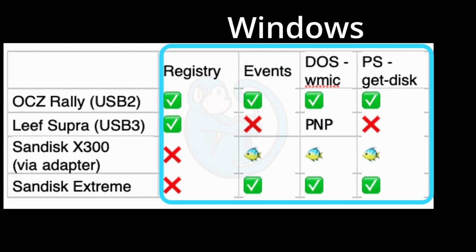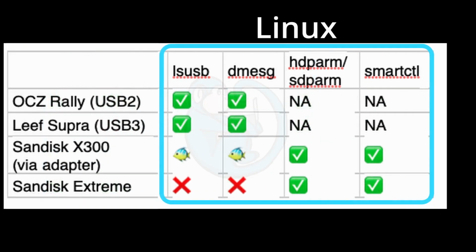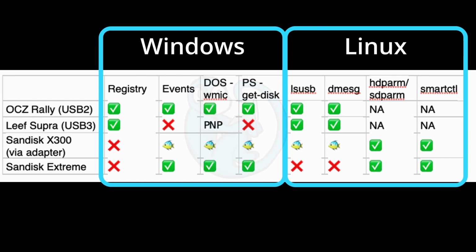So on the Windows front, WMIC seems to be the most consistent tool that gets what we believe to be the serial number. On the Linux front, lsusb and dmesg will properly report thumb drive info. And the hdparm, sdparm, and smartctl commands will properly report hard drive serial numbers. So whatever your OS of choice, just be aware of these differences in behavior when you use the tools, and be careful what you write in your forensic reports as the serial numbers.